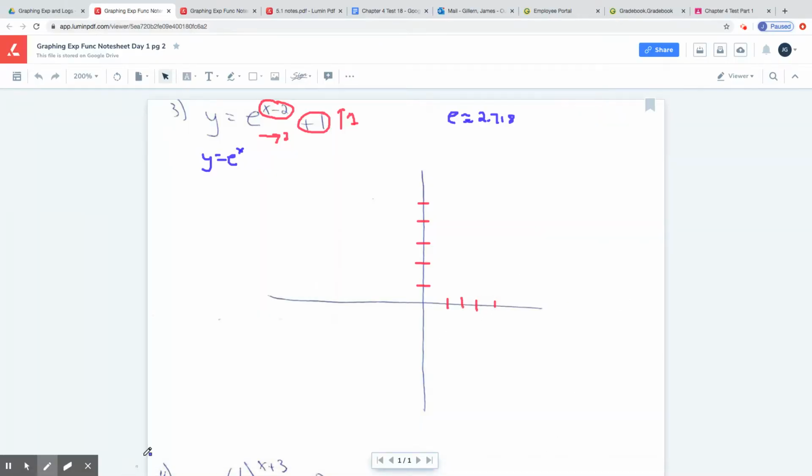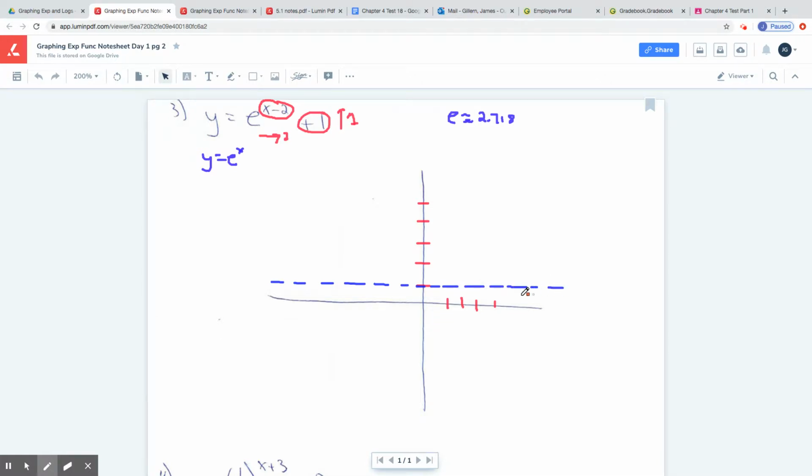Okay. So what happens is normally I'm at 0 for my horizontal asymptote. This new thing is going to be my horizontal asymptote, which is 1. So it was at 0, it got shifted up 1. So that's my horizontal asymptote.